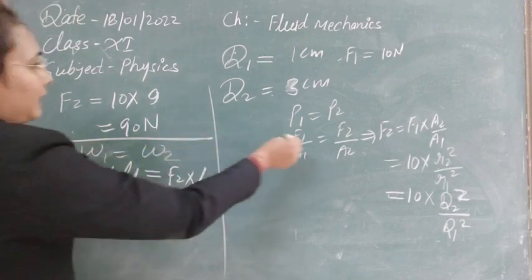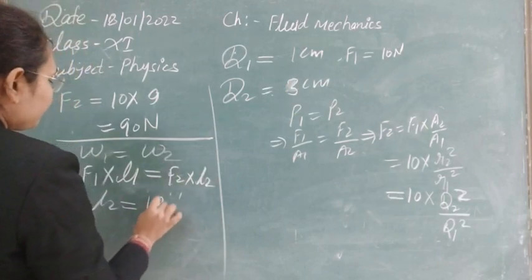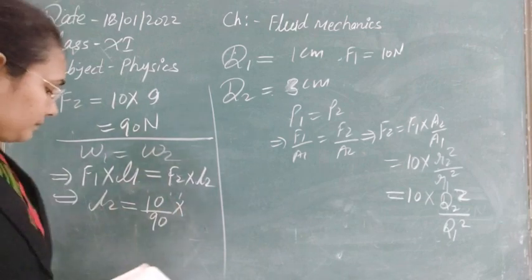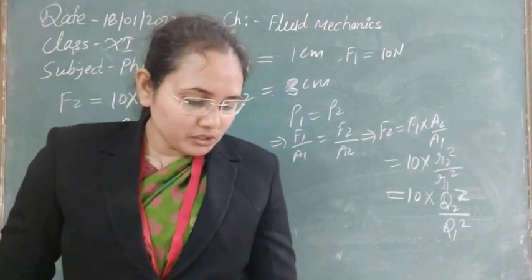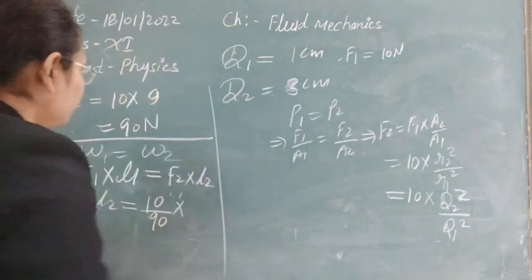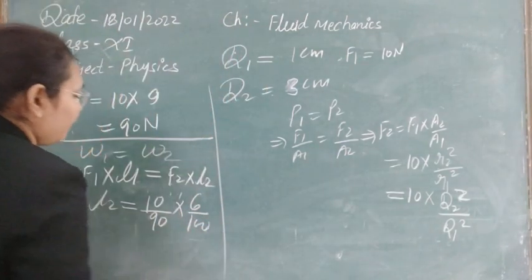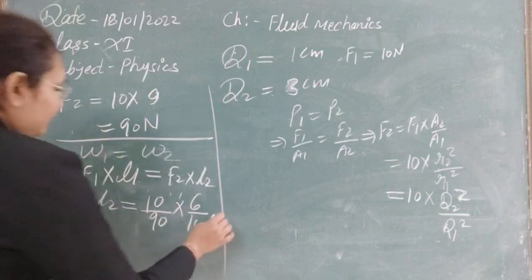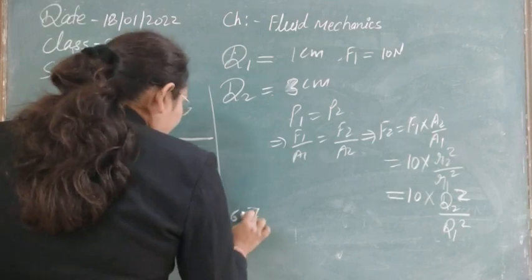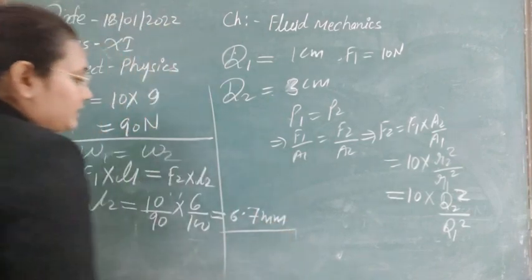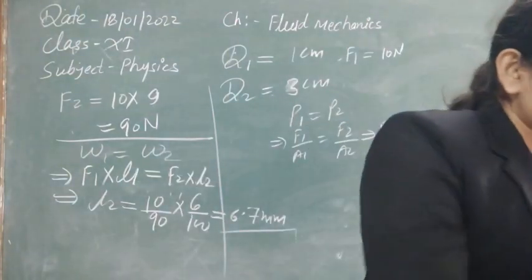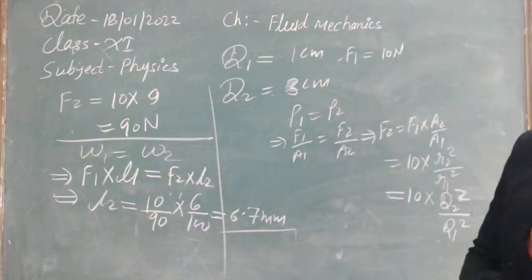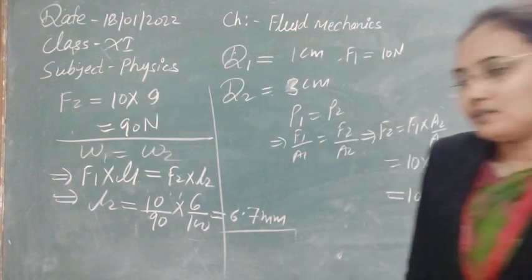As F1 we have 10 Newton, upon F2 we have 90 Newton, into L1, which is given: the smaller piston is pushed in through 6 centimeter. We can convert it into meters, and if you solve it, that will provide the value of the necessary displacement, which is obtained as 6.7 mm. It means the larger piston will move only 6.7 mm, because a larger force is needed to displace the larger mass there.